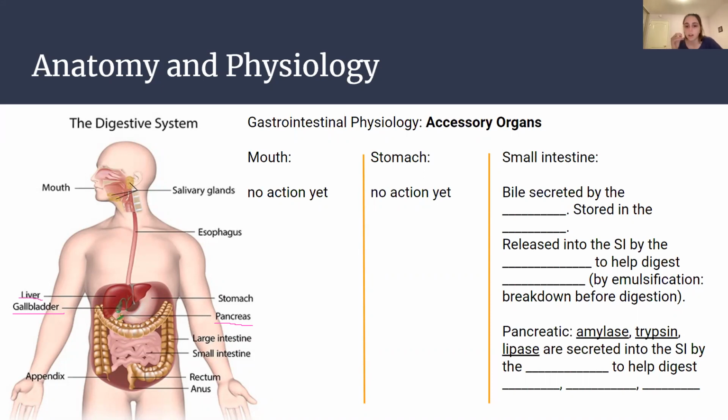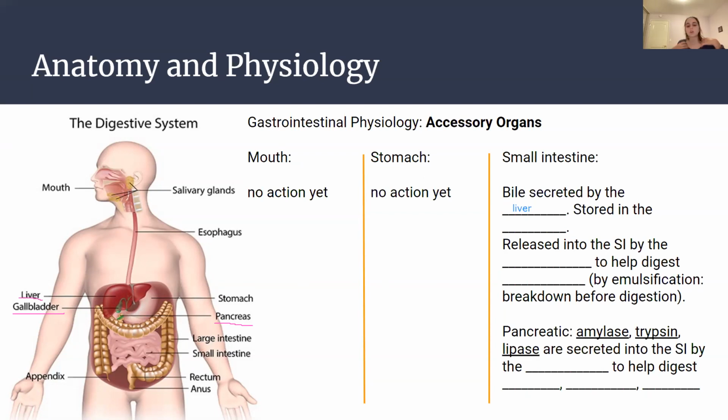So bile. Bile is a substance that is secreted by one of the accessory organs. Can somebody tell me which organ that is? Where's bile created? Yes, and I'm seeing in the chat the liver, and that is absolutely correct. So that is the accessory organ that creates bile.